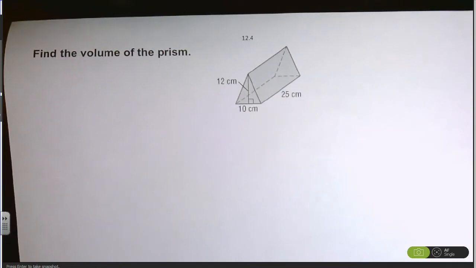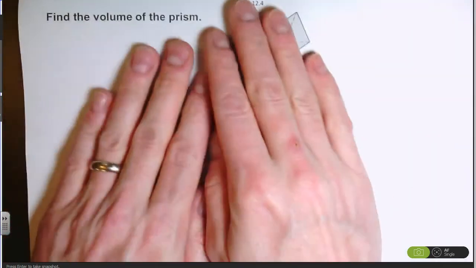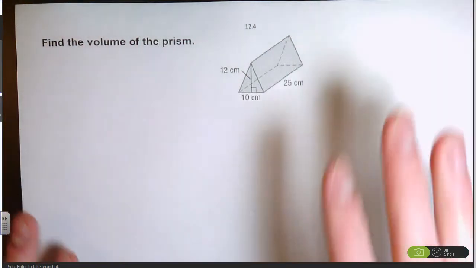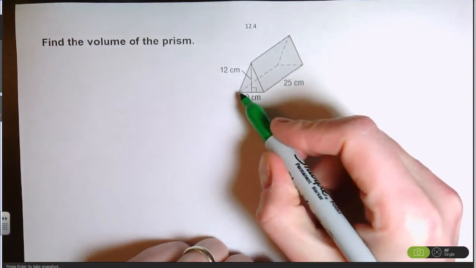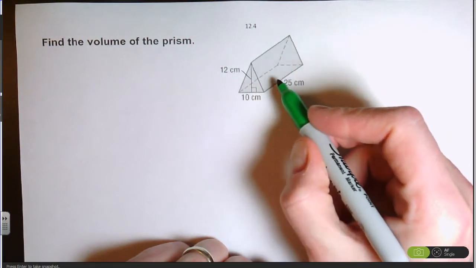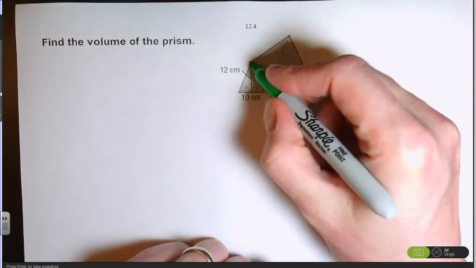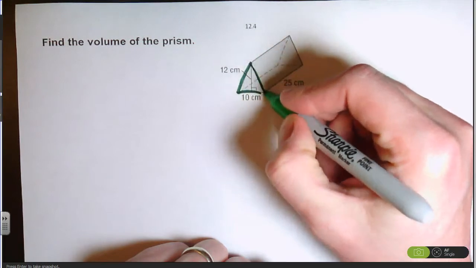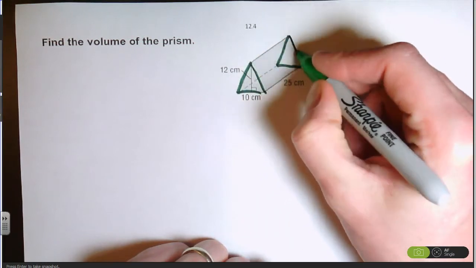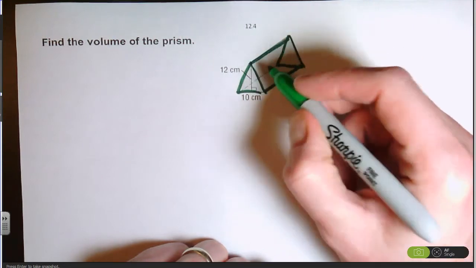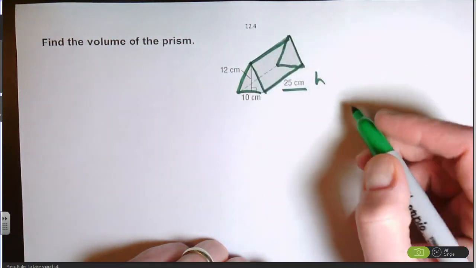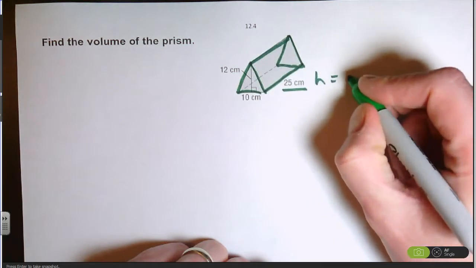So the key to this is really identifying the base. And that always tends to be the problem with this, is that we want to say the base is the shape it sits on. But remember, the bases have to be parallel. There's a rectangle on bottom, but I'm not parallel to that rectangle with any other rectangle. It's the triangle. That is the base of the polygon, because those two sides are parallel. The triangle and the triangle. The 25 is the height, because that's the distance between the bases.